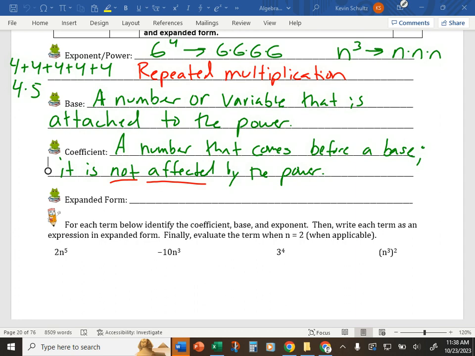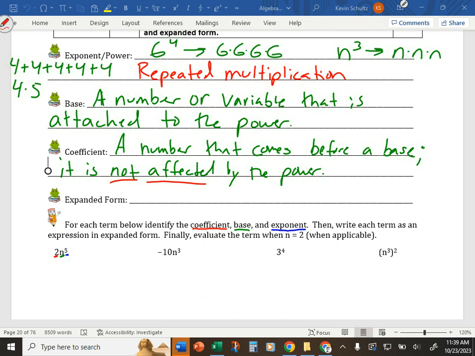So let's go down to that 2n to the fifth one, that first one out of the happy pencil there. We can see the exponent is 5, and when we do this work, we'll have to underline each part. We'll do the coefficient in red, the base in green, and the exponent in blue. We can see the exponent here is 5. The n is what's attached to the power. That's going to be the base. In this case, we have that 2 out in front. That's our coefficient.